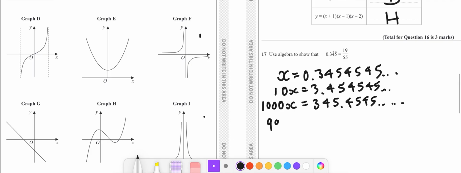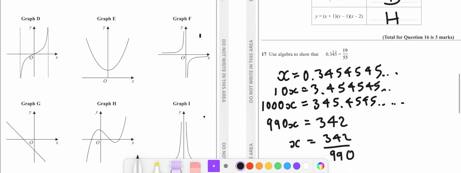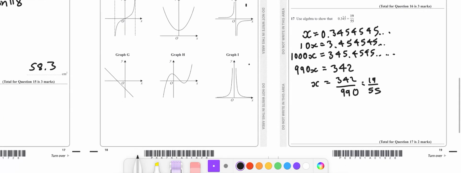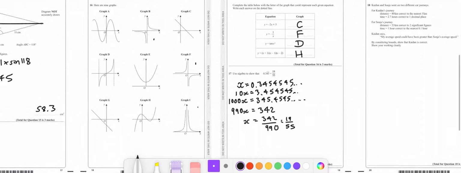So I now get 990x equals 345 minus 3, so that's 342, and all the recurring decimals go away. So x equals 342 divided by 990, which if I cancel that down, comes to 19 over 55. There you go.